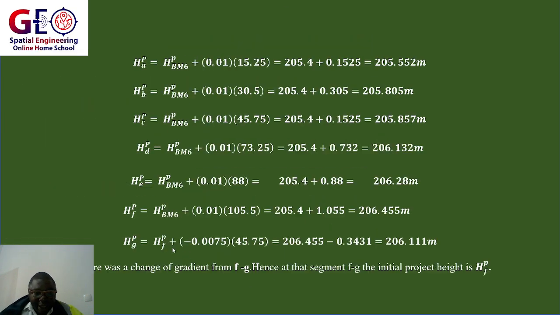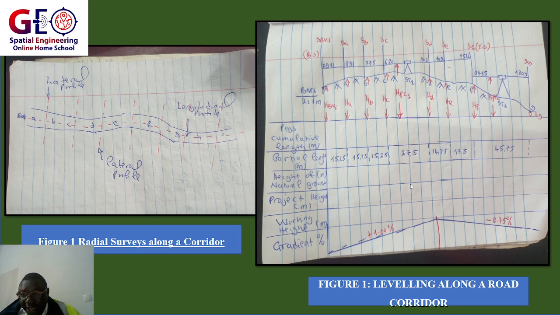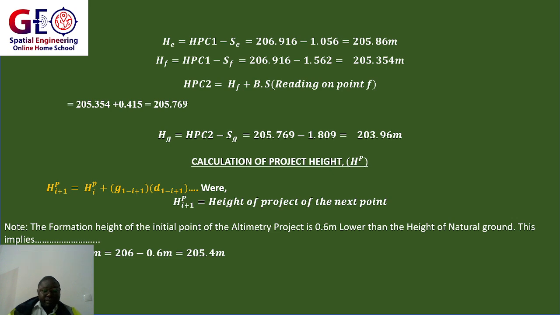Okay, this is it. Now, since it is the initial project height of that point, it is the initial project height of that segment. The initial project height of this segment, from here to here, is point F. So we actually have two segments. This segment from BM6 to point F has its initial project height on BM6, of course, and the initial project height of this segment from F to G is on point F.